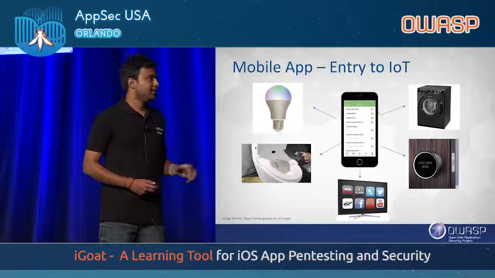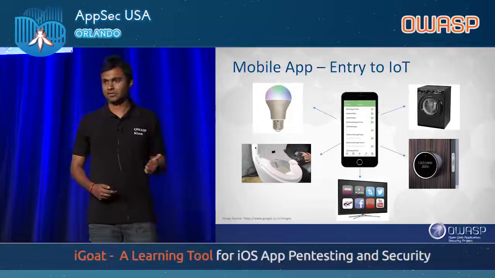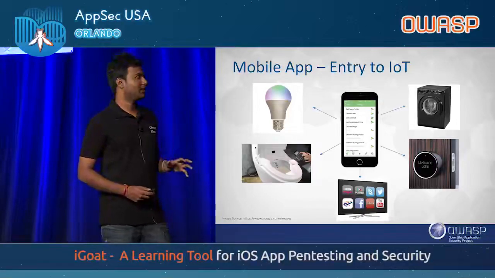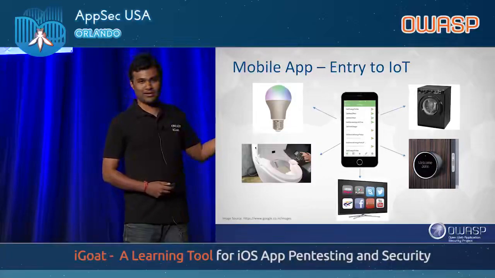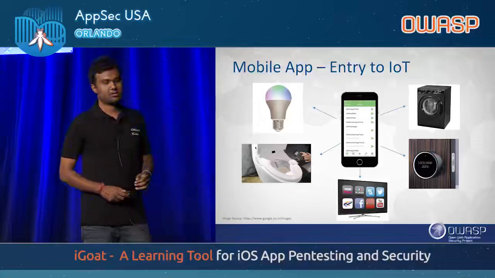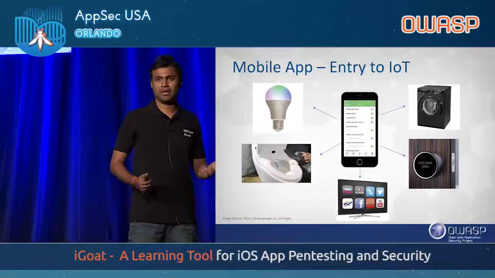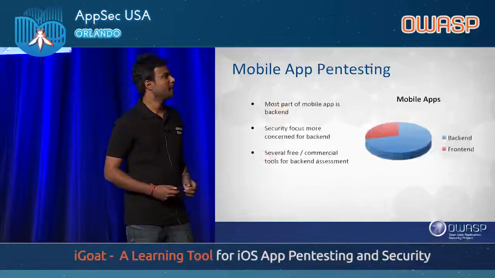And if you see the IoT, the Internet of Things, the entry point is the mobile application. We have everything smart, from light bulbs to toilets, smart TVs, and washing machines. Everything is getting smart, and we operate it from a mobile application. It could be an iOS or Android application.